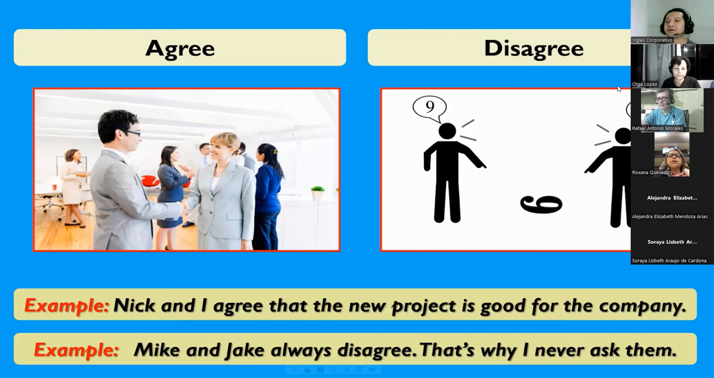Very good. What is the meaning of agree? Agree es agradar y disagree es desagradable. Is that correct or not? Agree, estar de acuerdo. Exactly, estar de acuerdo. So if I agree with you, I am thinking the same way you think, right? And if I disagree, it's the opposite. So Nick and I agree, estuvimos de acuerdo that the new project is good for the company. And Mike and Jake always disagree. That's why I never ask them. Siempre están en desacuerdo. So that is the opposite, right? Let's see the next one.